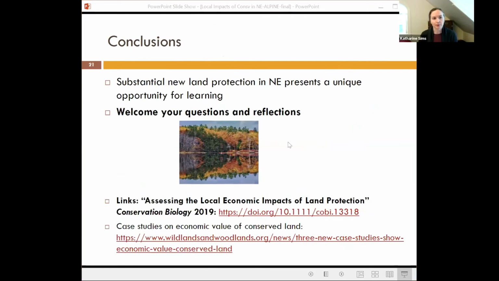So just to wrap up, we think that the substantial new land protection that has occurred in New England presents a really unique opportunity to learn about land conservation impacts. We found that substantial new protection had net positive impacts on local economic indicators, providing local evidence that land protection can help to boost economies. But we also clearly need to know more about how to ensure that all cities and towns can reap the economic and social benefits from land conservation. And that is what we hope to be working more on in the future.